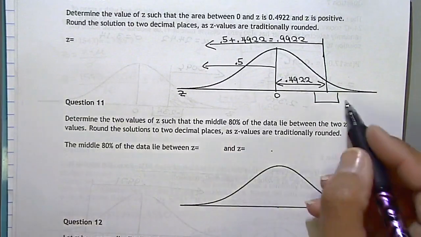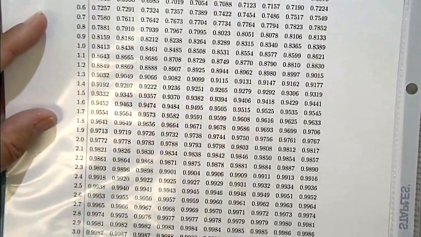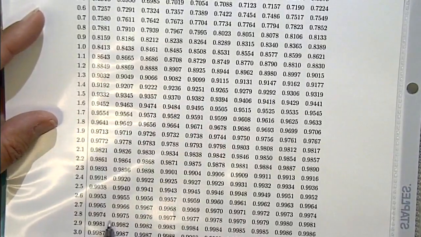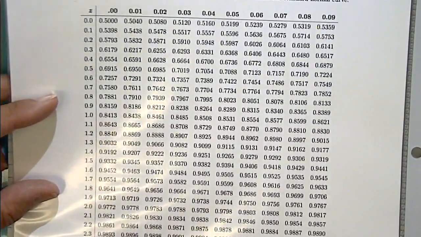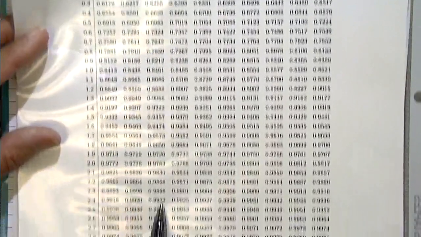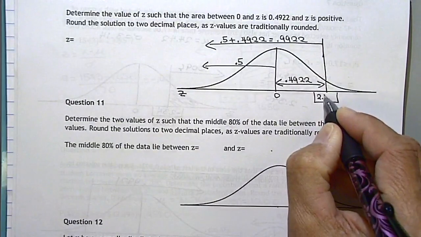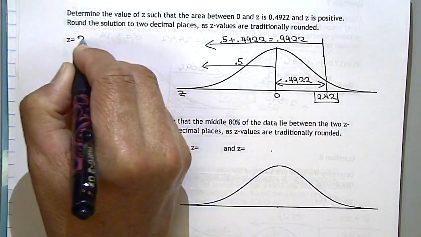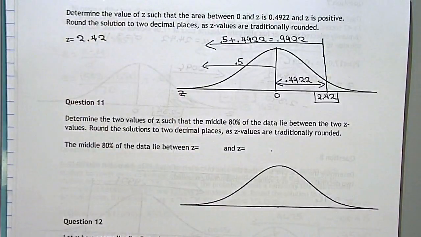Okay, so now I'm going to say I need to look up 0.9922, and you know how to do this. You go to the positive side, I go to 0.999999s. Oh, there it is. 2.42 is what it looks like. So I got 2.42. And I've answered that question.